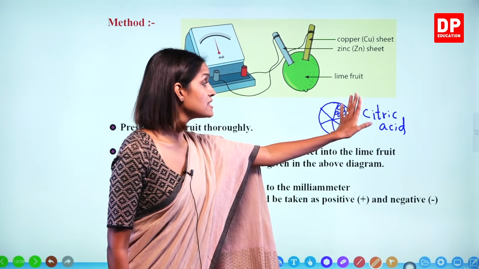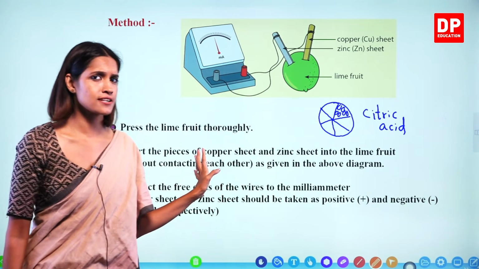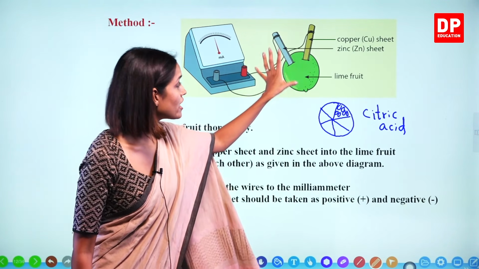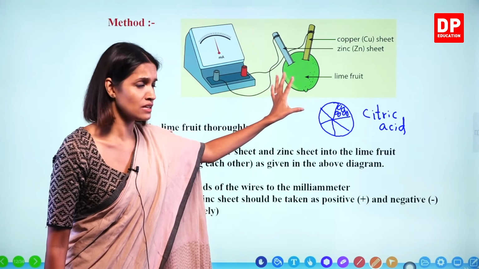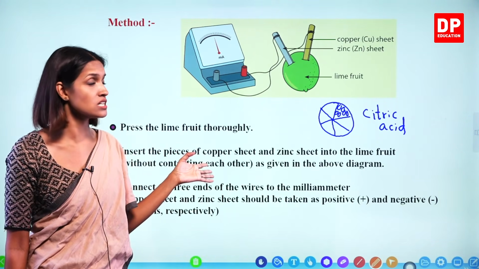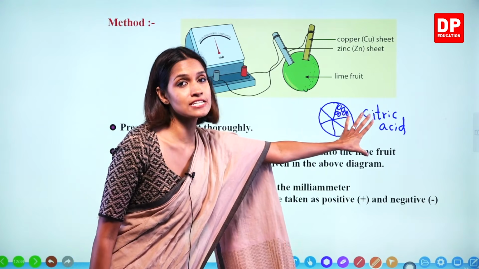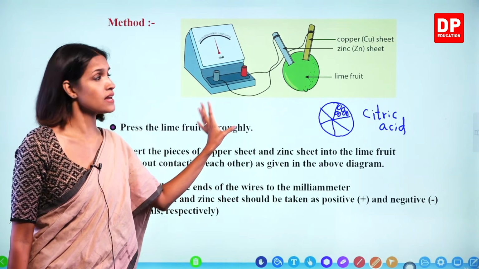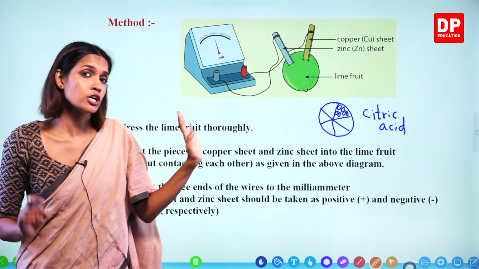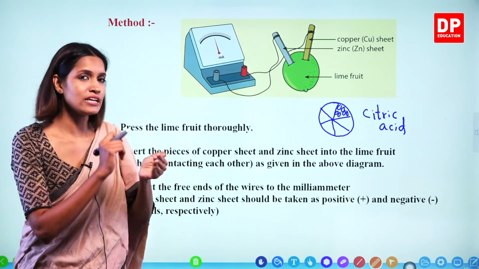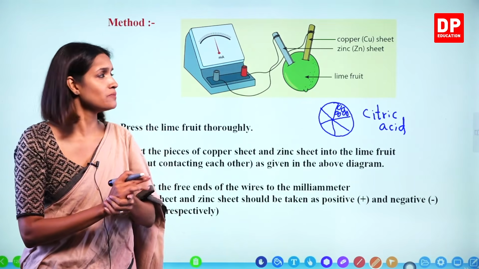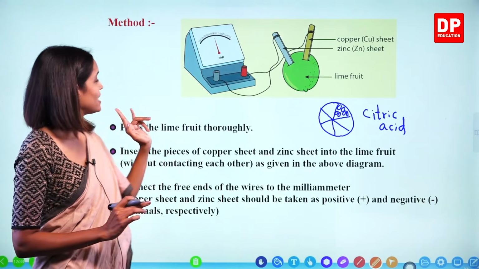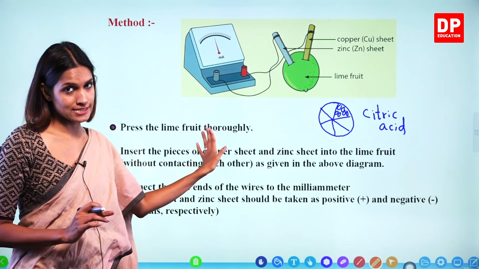Now we need to take this citric acid out of these pocket-like structures. What is the reason, children? Now we are going to prove that this lime fruit can generate electricity because of the chemical substances present in that. So the chemical substance is citric acid. So we have to take it out of these pocket-like structures. But you should not press this lime fruit too hard. Okay, only you have to press it thoroughly, but that lime juice should not come out of the lime fruit. Okay, so press the lime fruit thoroughly.